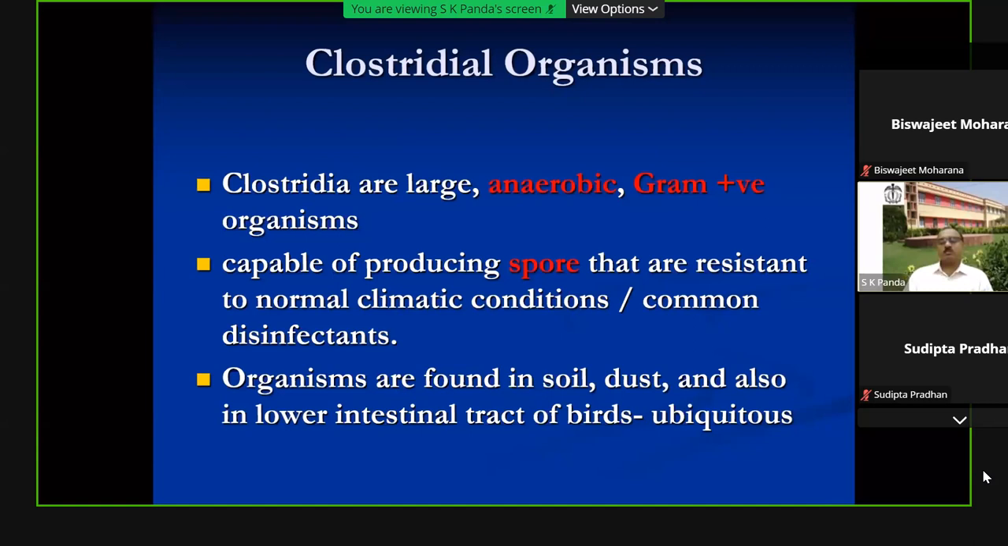And again, they wait for a time. Usually, the spores will remain for a long time, even for more than 20 years. Immediately after a shower, they will vegetate and they will infect.